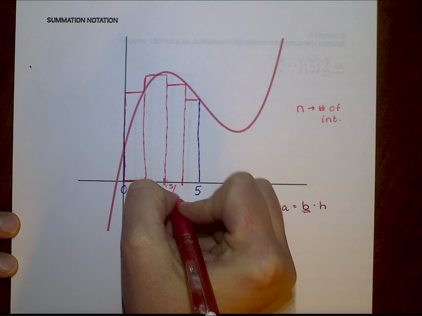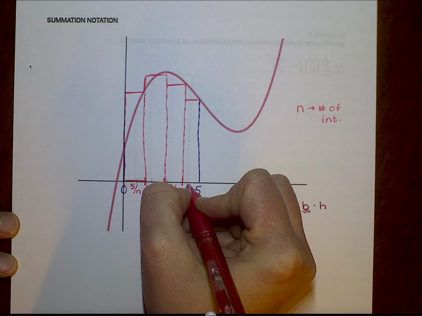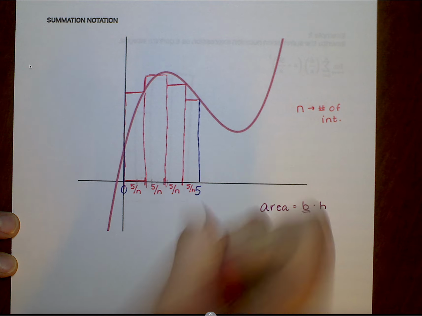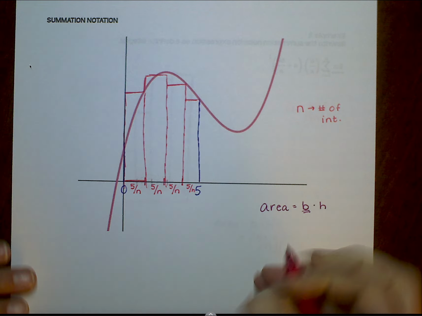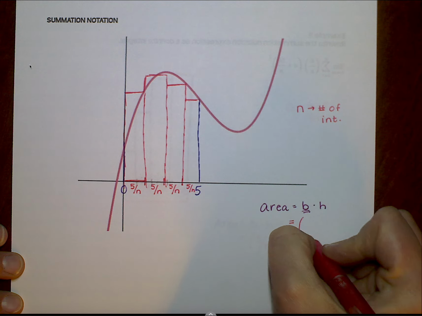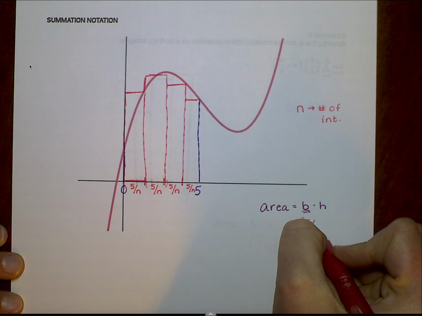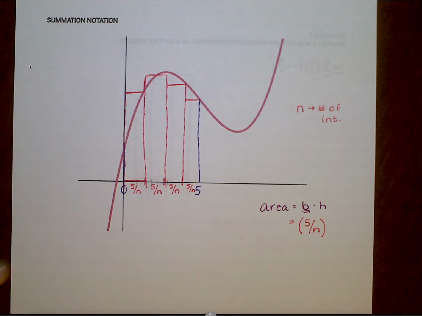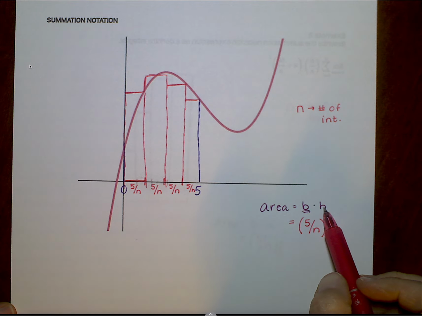This would be 5 divided by n. And then this width right here would be 5 divided by n. So when I'm writing out the area of my rectangle, my base is 5 over n. That's the easy part. The next part gets a little bit harder: the height of each of my rectangles.